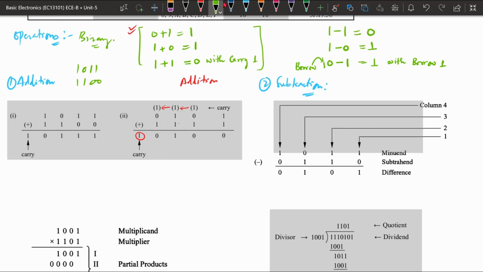So similar is the case in case of decimal also. If we want to subtract 10, or suppose 9 from 5, if we want to subtract 9 from 5, then we cannot subtract it.